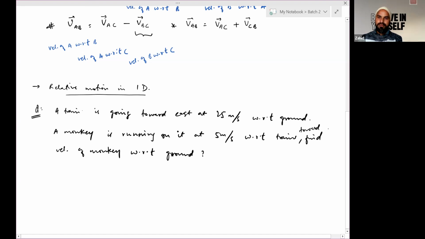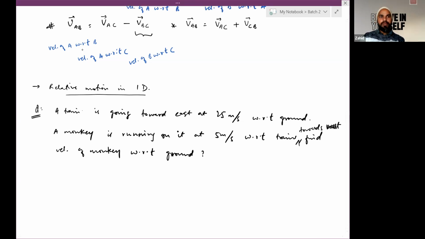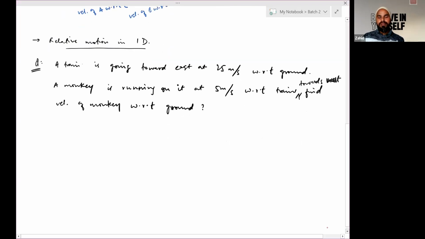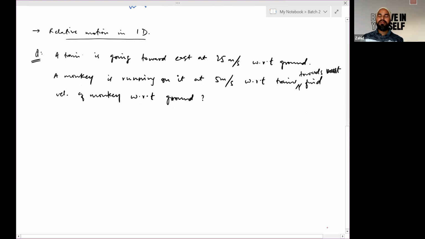Towards east, towards west. So first of all, for any problem, depending upon the given part, use a coordinate system to define their direction. East is along the positive x-axis, so it will be taken as positive. West is along the negative x-axis, so it will be taken as negative.